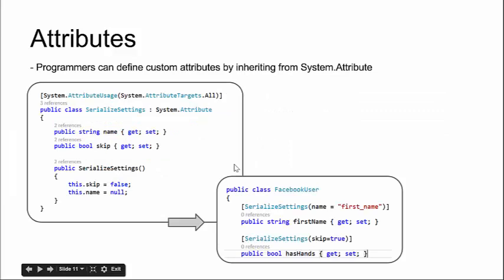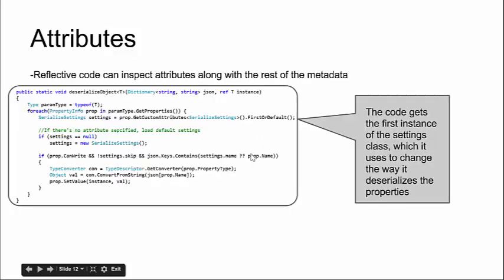So in the case of our first name, the name is not null. So instead of using the property name, it'll use that special name we gave it. And this gives us a lot more flexibility with using our reflective code here, and is one of the core supporting features for using the reflection in this manner.